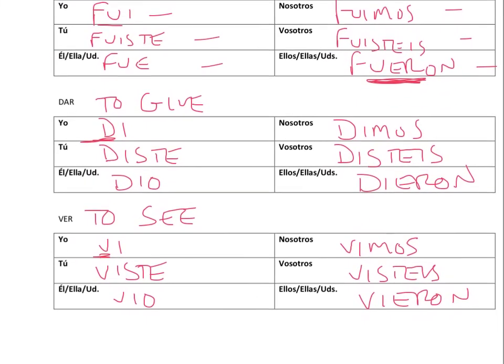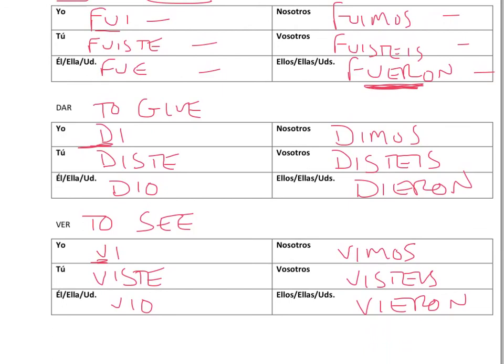So that's actually pretty simple. So there you have it. 3 minutes, not too bad. And that is the regular preterite and the 4 irregulars.